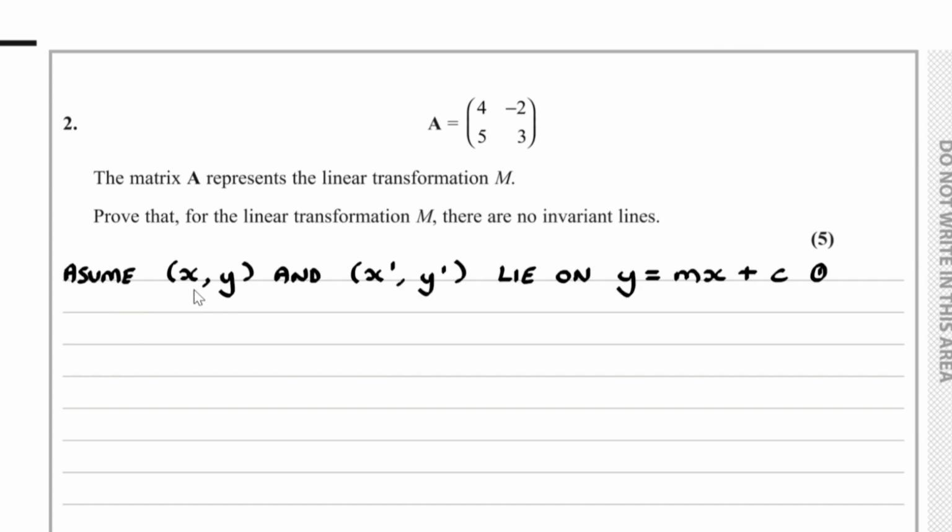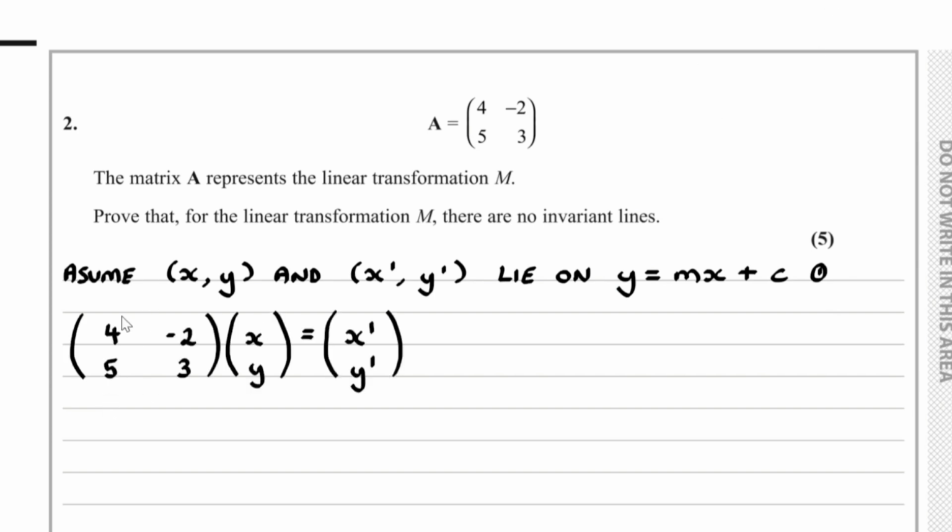We begin by assuming that the point x y and the point x prime, y prime lie on the line y equals mx plus c. Y equals mx plus c, we'll call equation 1 for now. And if that's the case, we have 4 minus 2, 5, 3 multiplied by the vector x y, and this will be mapped onto the point x prime, y prime. But remember, the point x y and the point x prime, y prime lie on this line.